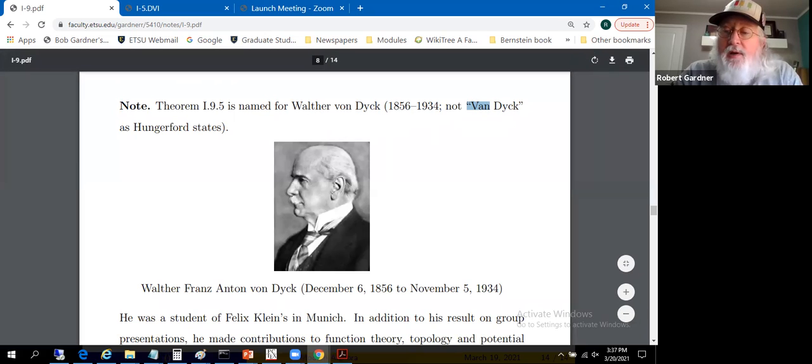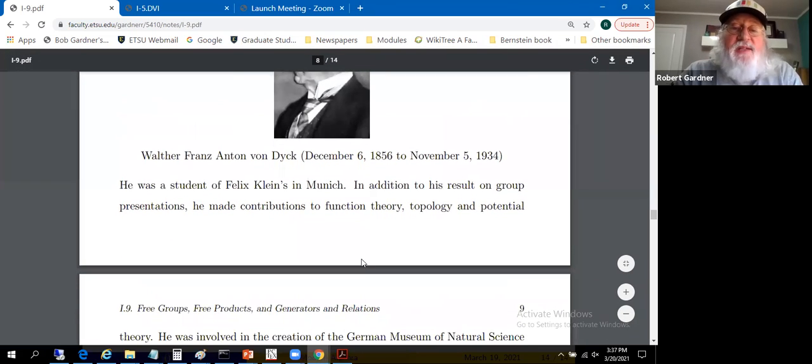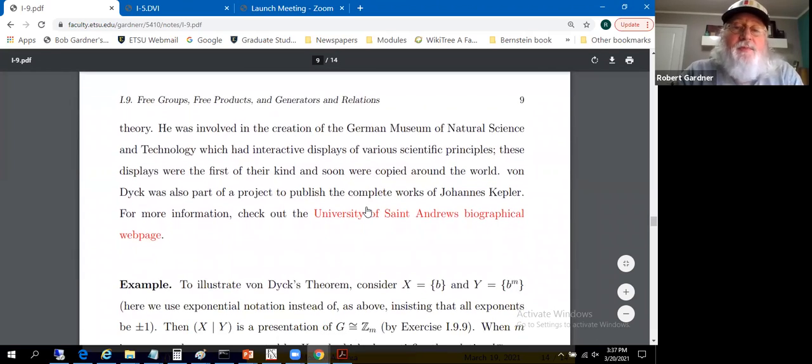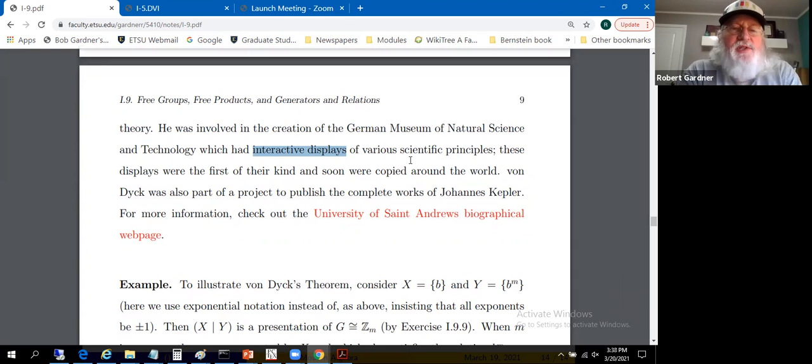He was a student of Felix Klein's in Munich. In addition to his result on group permutations, he made contributions to function theory, topology, potential theory. He was involved in the creation of the German Museum of Natural Science and Technology, which had interactive displays of various scientific principles. These displays were the first of their kind and soon copied around the world.